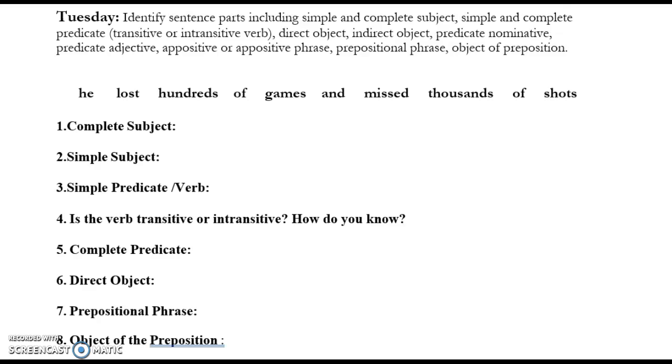All right, welcome to our helpful hints on Tuesday of our DGP week 6. So, once again, we're back to our same long sentence and we are looking for our sentence parts, okay?